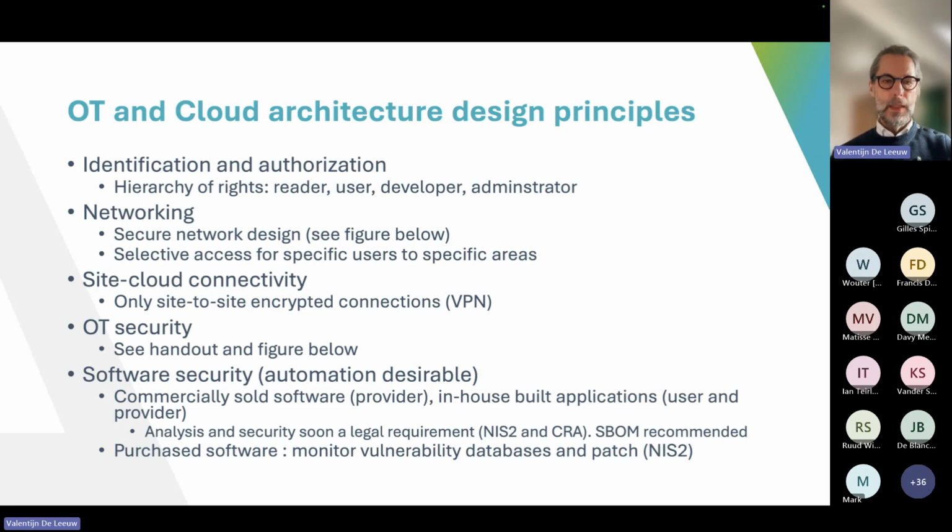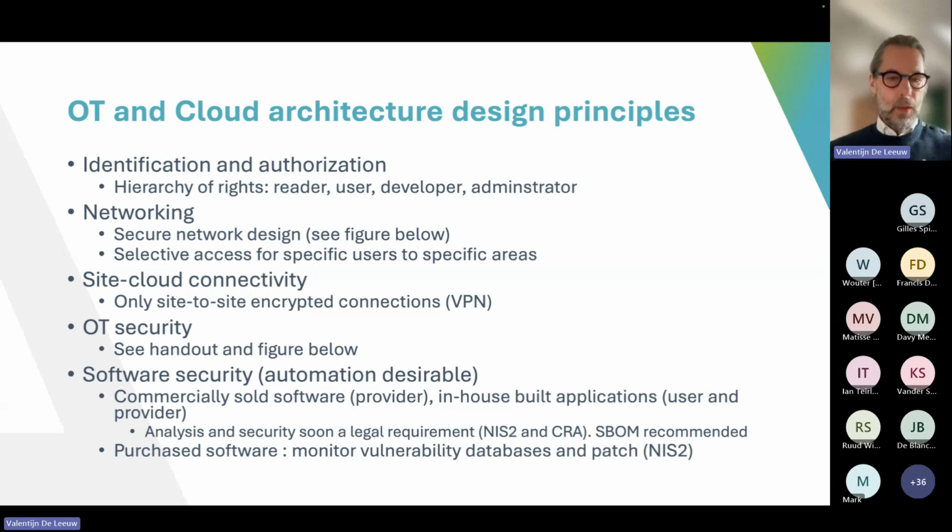a few ideas. Identification and authorization needs to be under control, especially with a hierarchy of rights to reduce the risk. You need a secure network design, both on premises in your equipment, but also in the cloud. We'll show you a figure below that illustrates that a little bit. And it reminds me of the fact that this slide is much more detailed in the handout that you can obtain if you give us an evaluation for this webinar.